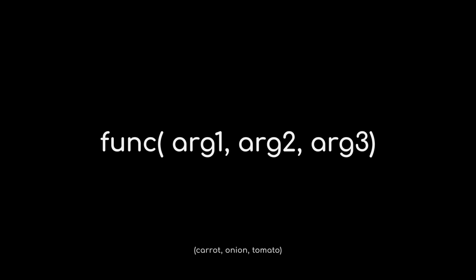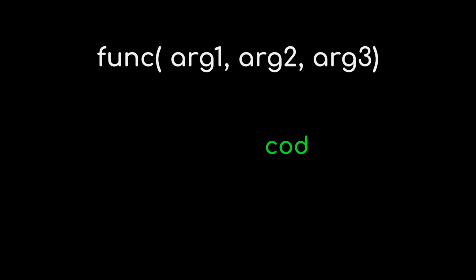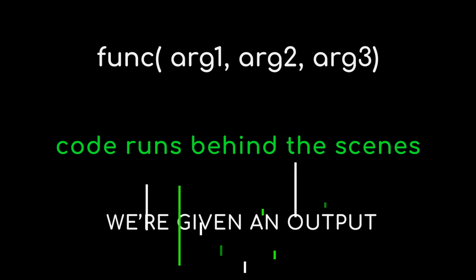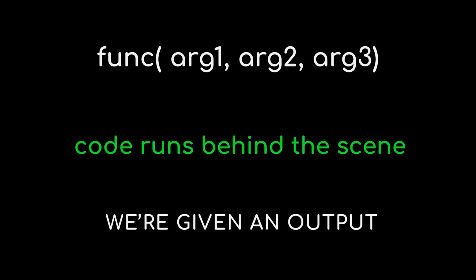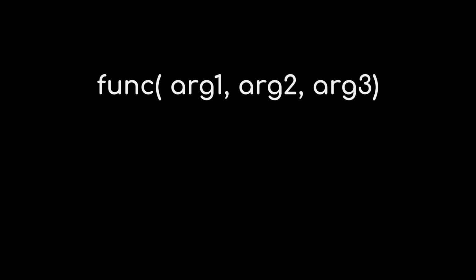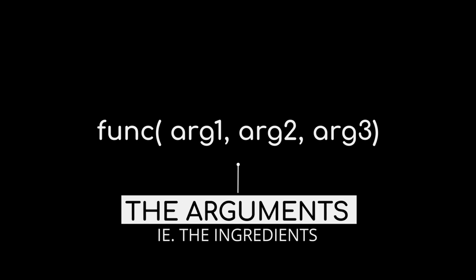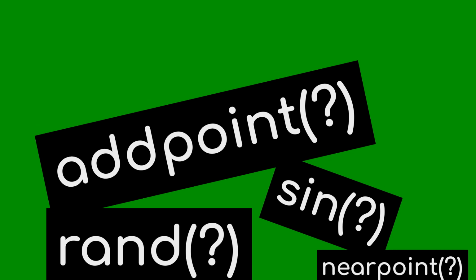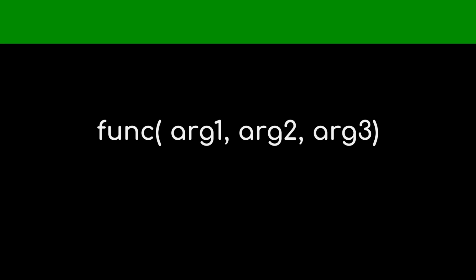It takes some ingredients, known as arguments, then it follows some instructions or code, and then provides an output. You only need to give it ingredients. It does the rest. Different functions require different arguments. The arguments that a function requires can be found on the VEX documentation or in this tutorial.